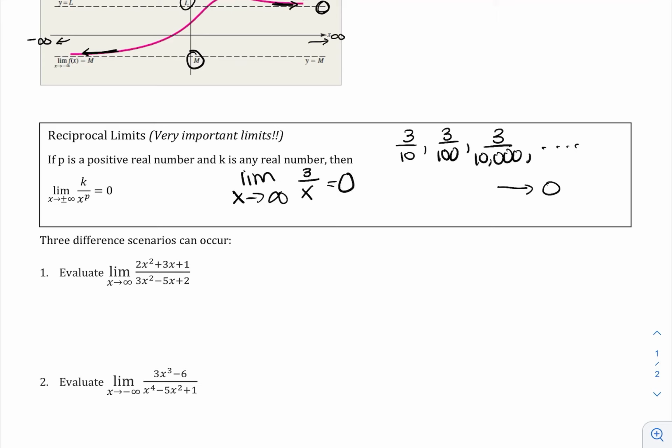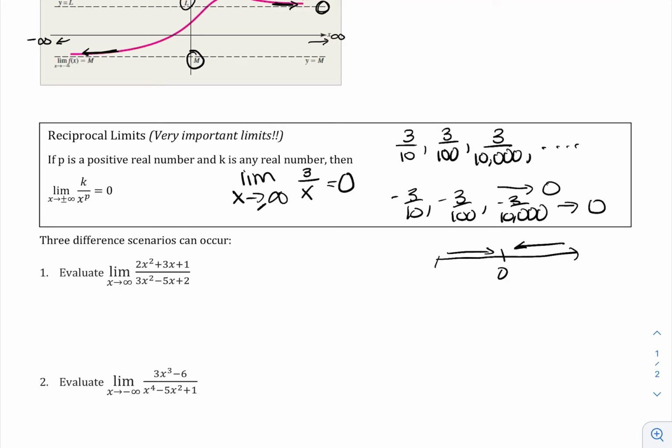This will also be true if there was a negative in front of the infinity, all right? Because you would have negative 3 over 10, negative 3 over 100, negative 3 over 10,000, and that would still be going to 0. It's just that instead of approaching 0 from the right, it would be approaching 0 from the left, from the negatives. But it would still be approaching 0.